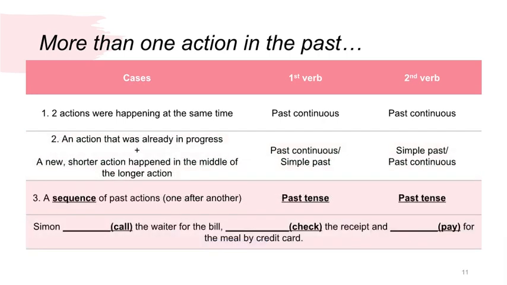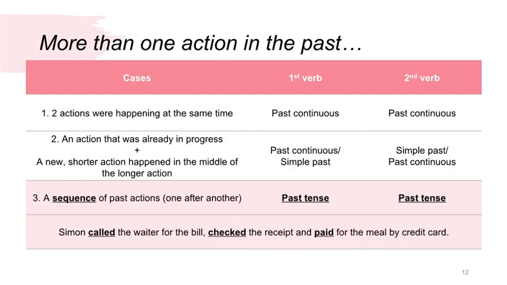Finally, when there is a sequence of past actions, we use past tense for all the verbs. For example, Simon called the waiter for the bill, checked the receipt and paid for the meal by credit card.